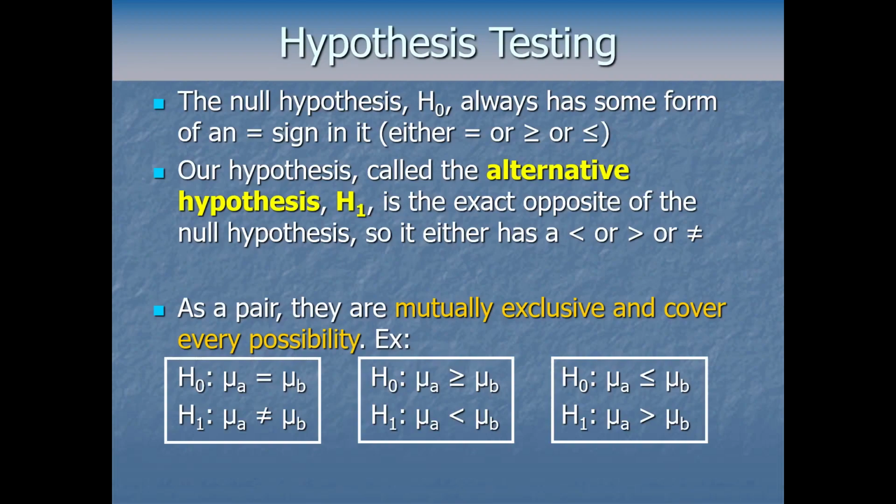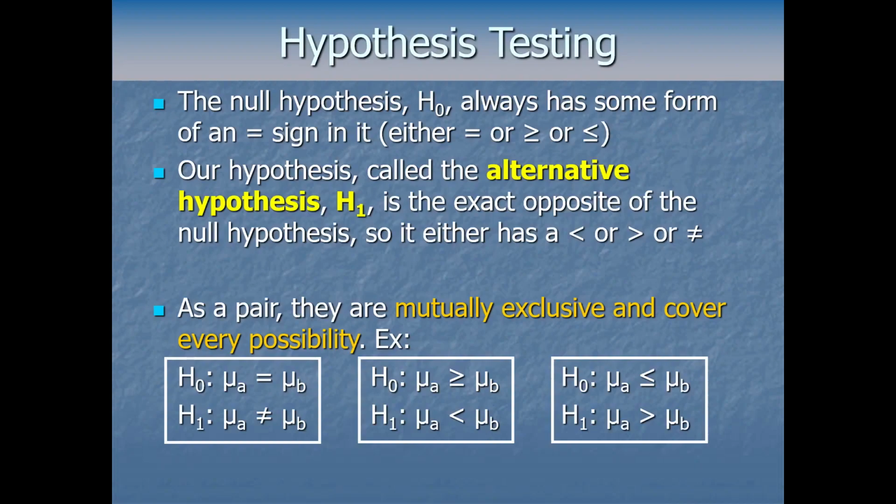So if H0, the null hypothesis, is that they're equal, if H0 has the equal sign in it, then H1 should be the opposite of that. It should be that they're not equal. Or in the middle box here, if H0 is that one group is greater than or equal to the other group, then H1 should be that that group is actually less than. So you can see how these are opposites of each other. In the rightmost box, maybe you set it up where the null hypothesis is that group A's mean is less than or equal to group B's mean, then H1 will be the opposite, that A is greater than B.